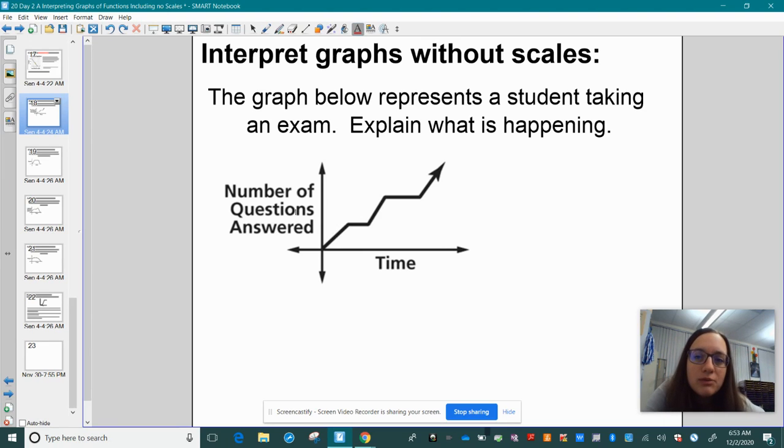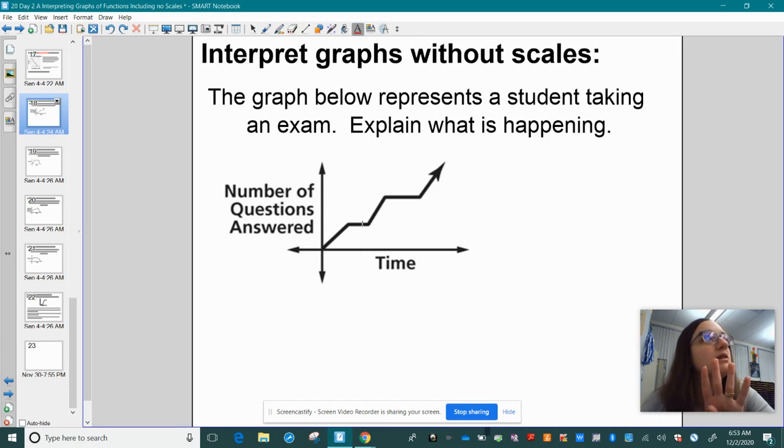The graph below represents a student taking an exam. Oh, there we go. Now we have some real life context, right? You're taking a test. What happens? Well, if we look at the first few minutes, during that time you're answering a few questions. After a minute goes by, you answered one question. Another minute, another question. Another minute, another question. Another minute, another question. And then what? Well, time is passing and no questions are being answered.